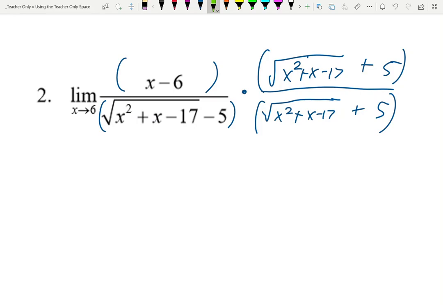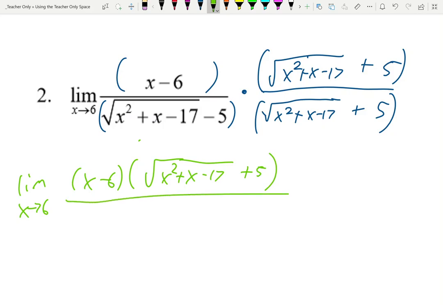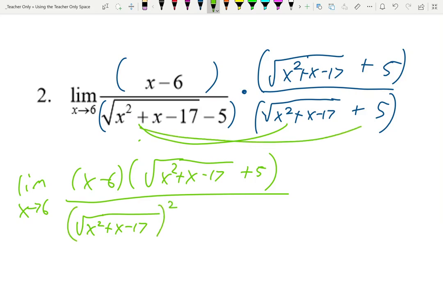Okay, now, what are we going to do? We're going to go ahead and distribute. Now remember, where the square root was, that's what we actually distribute. The other part where the square root wasn't, leave it factored. So that numerator this time, we're just going to leave it factored. It's going to be x minus 6 times the square root of x squared plus x minus 17 plus 5, all over. Here's where we distribute. Okay, so the square root of stuff times the square root of stuff, just remember, that's this quantity x squared plus x minus 17 squared, right? Okay, now square root of stuff times positive 5. So 5 times the square root of x squared plus x minus 17, right? So that's the square root times the 5.